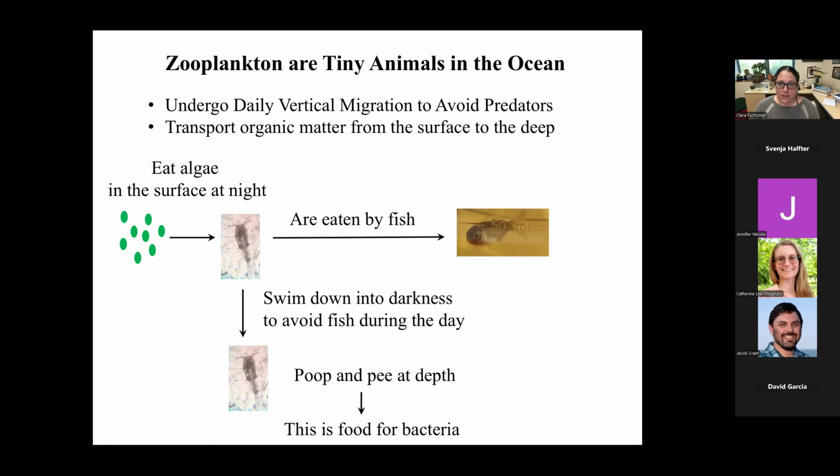So zooplankton are tiny animals in the ocean. They undergo daily vertical migration to avoid predators. They transport organic matter from the surface to the deep. This is just a picture of that. We've got our copepod. It's eating algae at the surface. It could be eaten by fish. So it swims down into the darkness to avoid the fish during the day, and it poops and pees at depth, and this is food for bacteria.